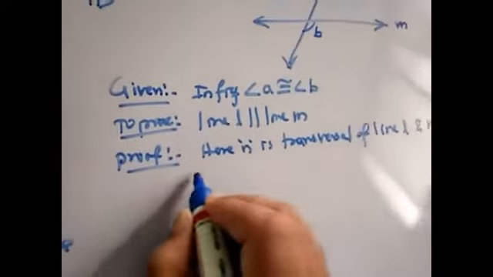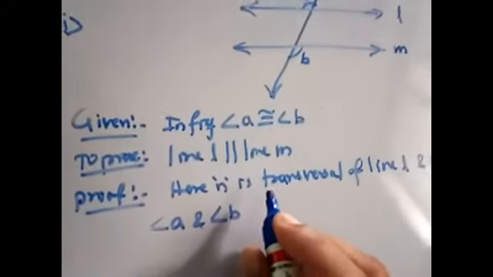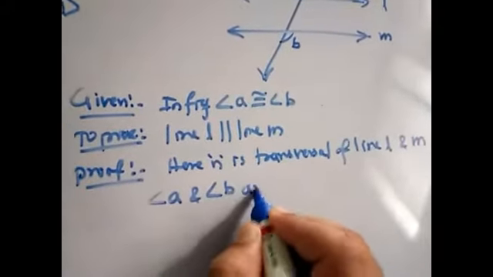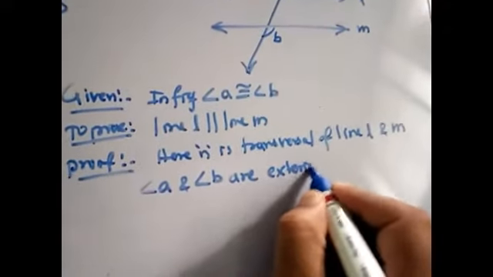Angle A and angle B are exterior alternate angles.